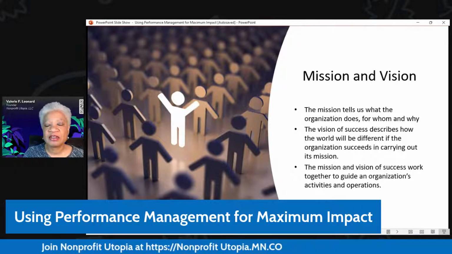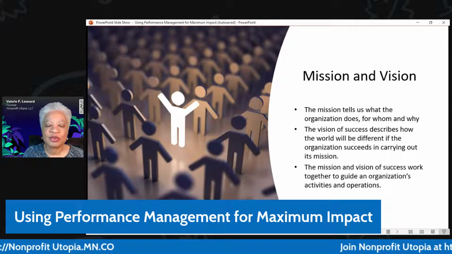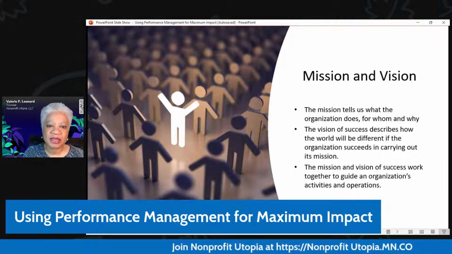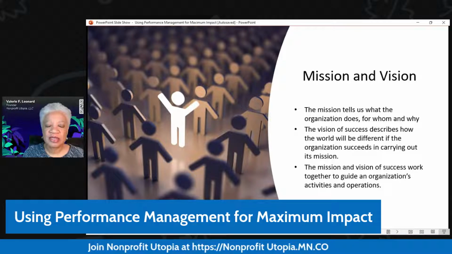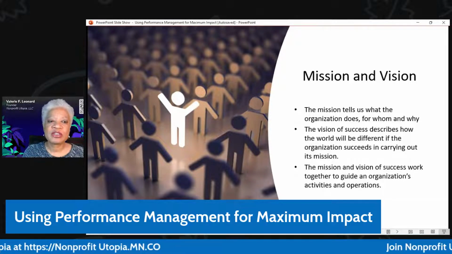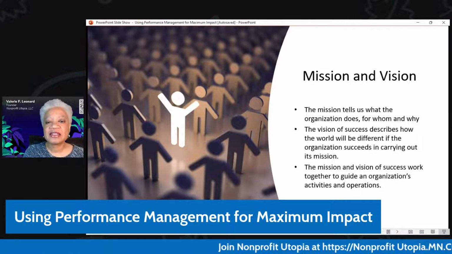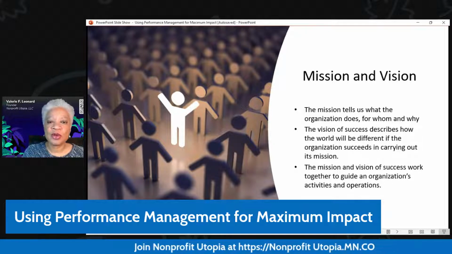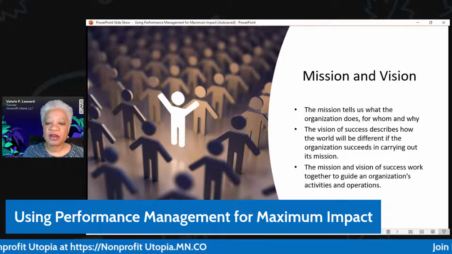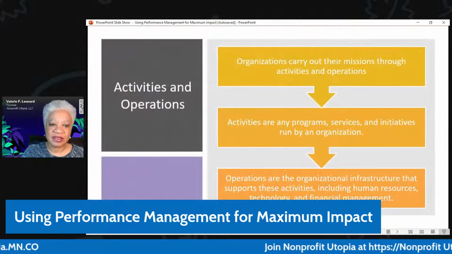All right, so let's backtrack and talk about what a mission and vision are. Your mission really tells what the purpose of the organization is. It talks about why they do what they do and who they're going to serve. And sometimes it'll even talk about the geographic area. When we talk about the vision for success or the vision statement, we're usually talking about what we believe is going to happen in our world, in our community, as a direct result of what we're doing on a day-to-day basis. The mission and vision work together to guide your programs and your activities, right?